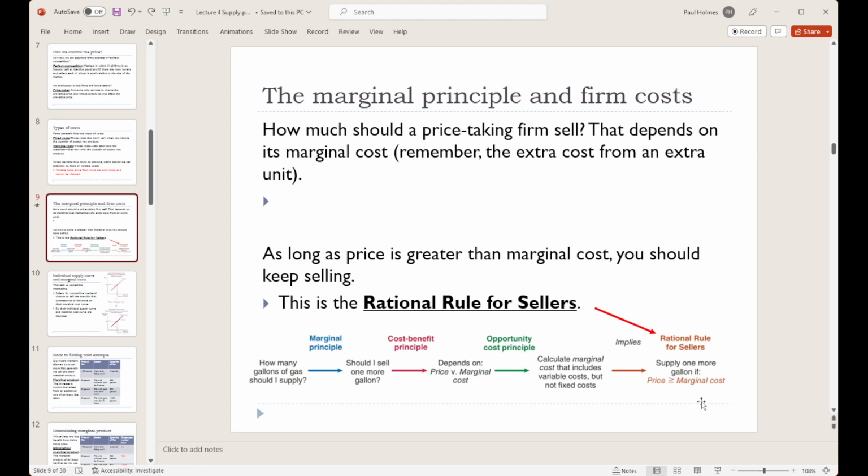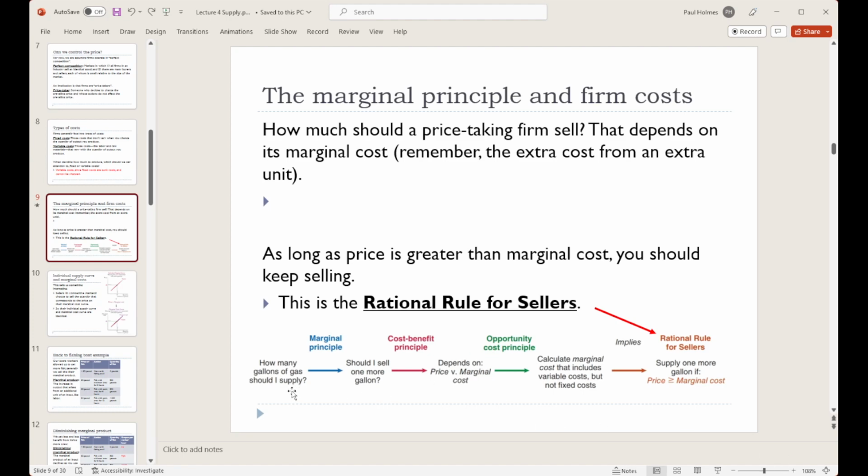Now then, how much should we produce? Well, that depends on how much it costs to produce our products, and how much we can sell them for. We could think of this as another application of one of these rational rules. So let's work through these various core principles of economics, and think about how they will relate to a decision about how much to sell.